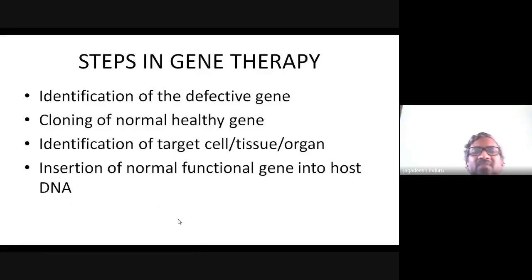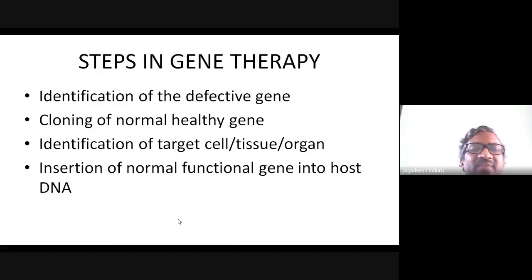So the steps involved in gene therapy include identification of the defective gene, that is the first step. In the chromosomal sequence, we need to identify which part has a defect, because we know from the Human Genome Project that each genome segment has a specific function. The defective portion in that particular genome, we see it from the gene database and we are able to find the defective gene.